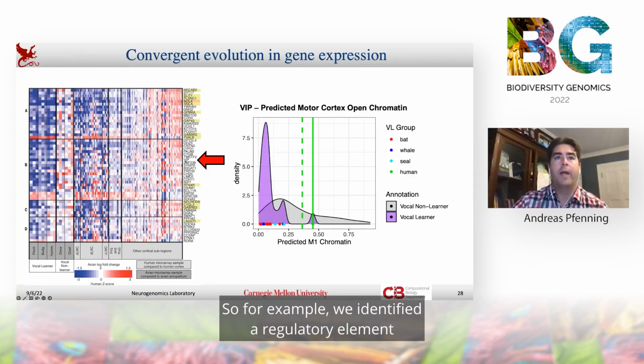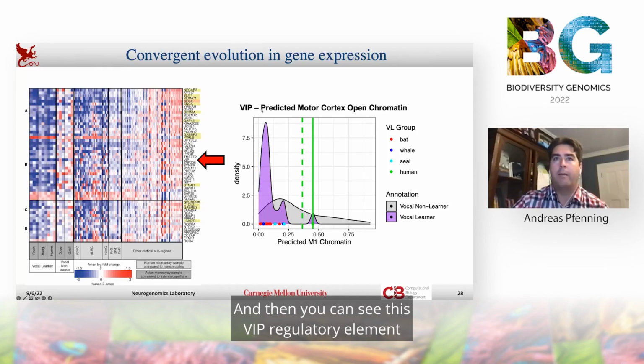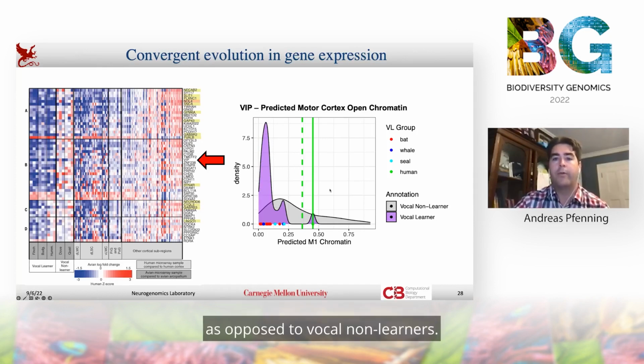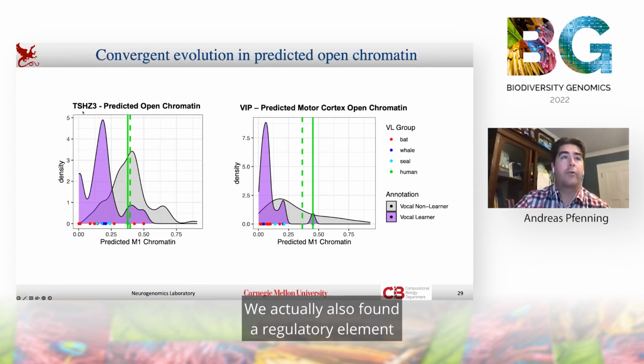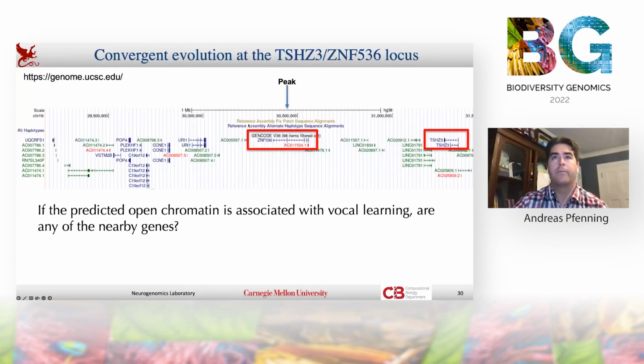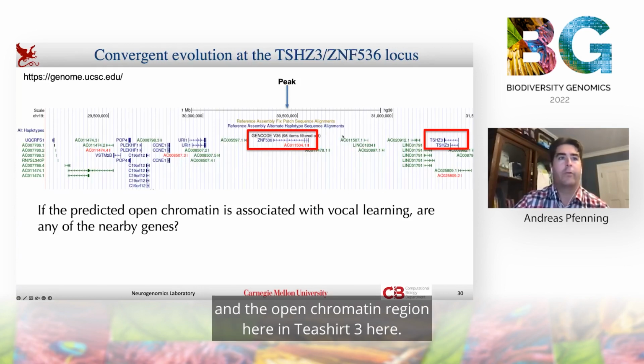For example, we identified a regulatory element that's very close to the VIP gene, and VIP itself has lower expression in the vocal motor areas. And then you can see this VIP regulatory element has lower predicted open chromatin in vocal learners as opposed to vocal non-learners. We also found a regulatory element at this locus of TSHZ3, or Teashirt 3, and ZNF536, which is also predicted to have lower activity in vocal learners relative to vocal non-learners. And so we can see ZNF536 and the open chromatin region here and Teashirt 3 here.